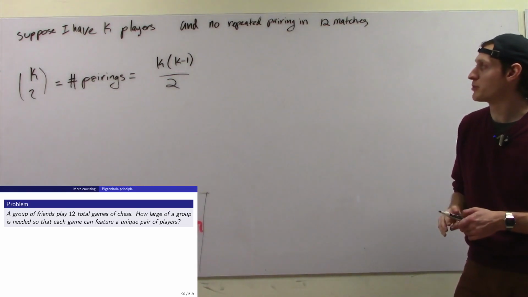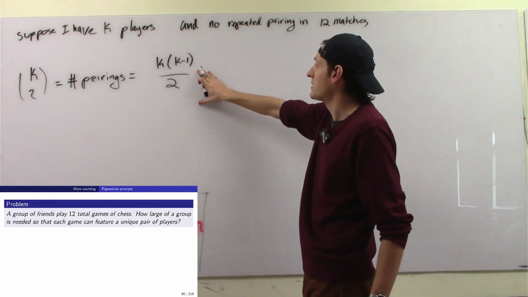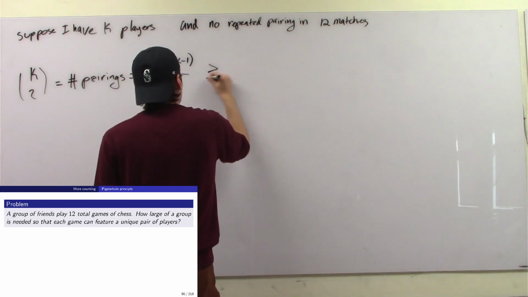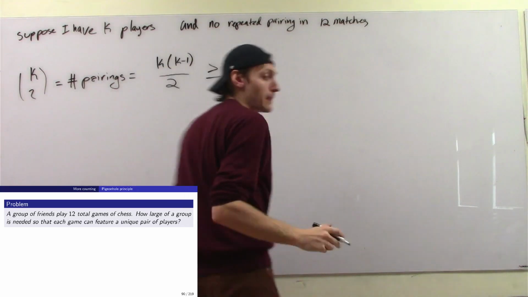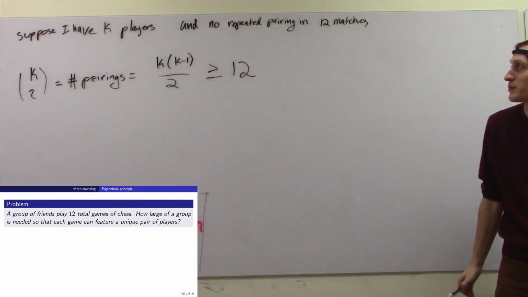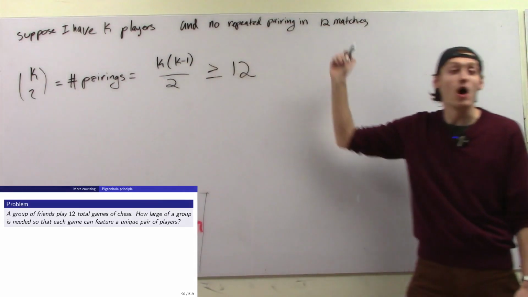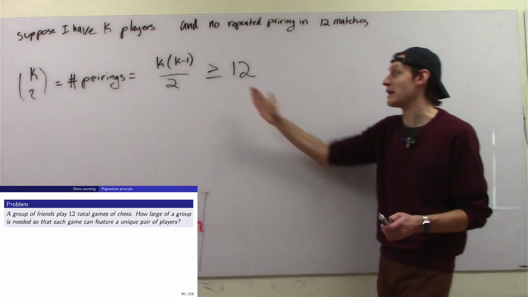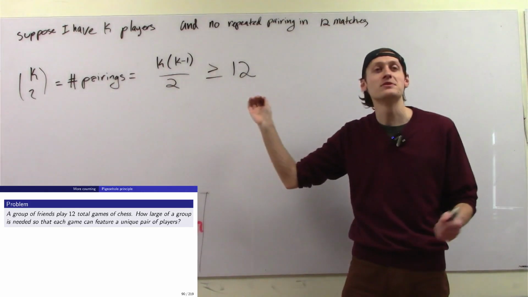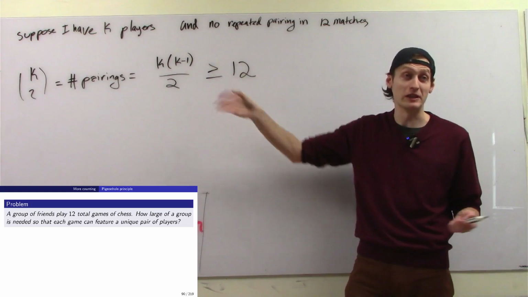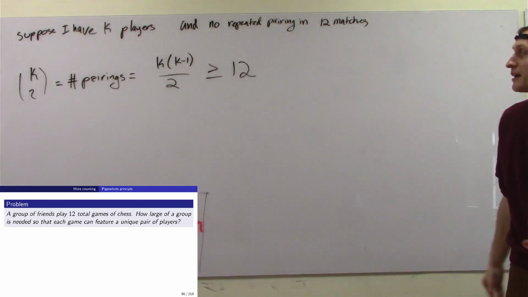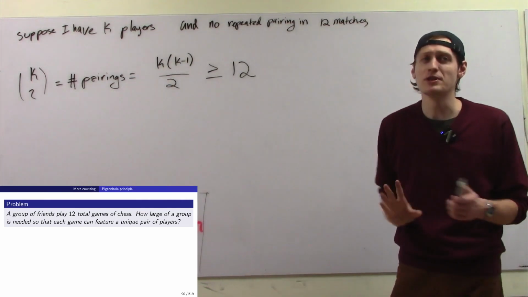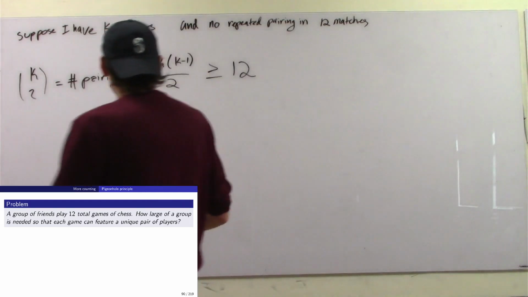So using Pigeonhole principle, what does this tell me? This tells me that K choose 2, K times K minus 1 over 2, has to be greater than or equal to 12. If I have K players and no repeated pairings, I can't have been guaranteed by the Pigeonhole principle to have a repeat. If I had 11 or fewer pairings and 12 games, there would have had to have been a repeat. So I must have at least 12 pairings with this value of K. I need this to be true, and now I'm just going to do some algebra. So this has to be true.